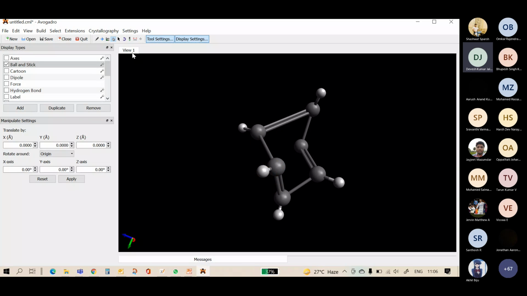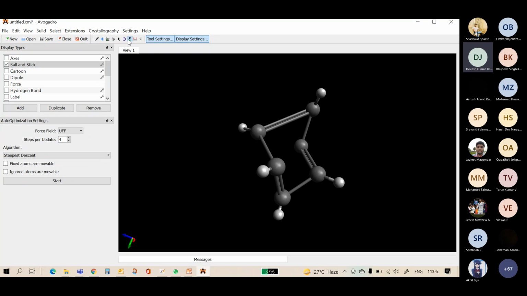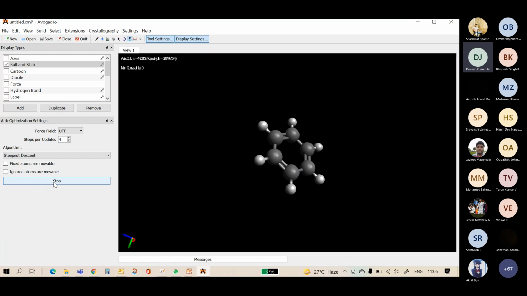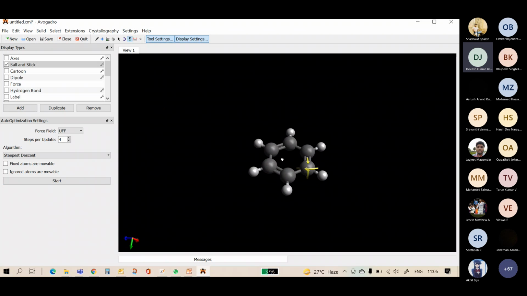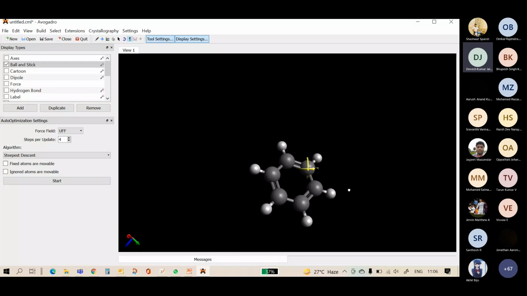So now let's do the energy minimization. I'm clicking on E, not changing anything, just start. That's it, done. See, it's minimized. I'll click stop. Now, do we know the structure? Yes or no? Yes, sir. Yes, we know, right?